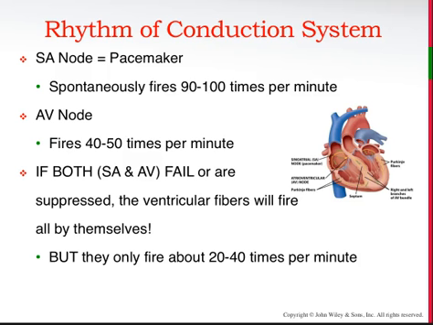In the event that both the sinoatrial and atrioventricular node fail, which is not a good thing, but if they are suppressed, if there's an electrical conduction issue, if they fail in their ability to spontaneously depolarize, then the ventricular fibers will fire all by themselves. That's a beautiful thing. The downside is they only fire about 20 to 40 times per minute. So not ideal for normal daily activity. If your resting heart rate is somewhere in the 60s to 80s, running at half to a third of that is really not ideal, but they will at least keep an individual going.